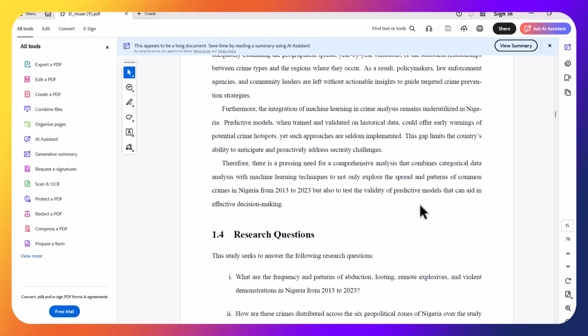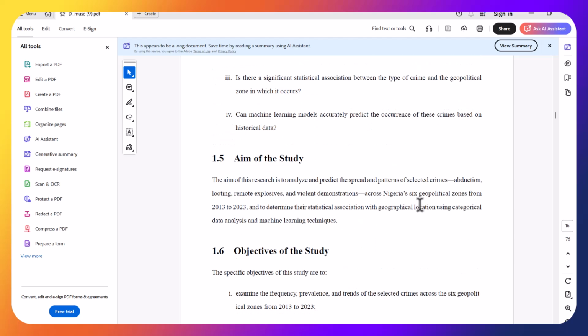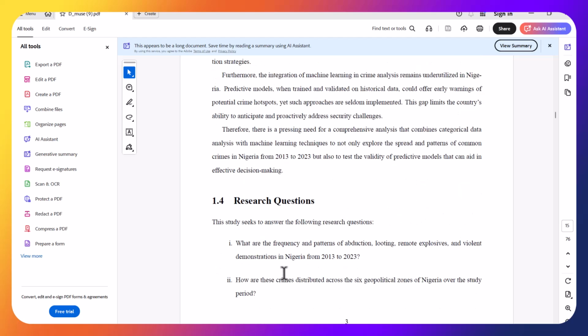And I want to believe the crime rate actually started increasing in Nigeria since 2010. That was when Boko Haram actually started in the country. So then the second objective is how are these crime rates distributed across the six political zones, and basically by mere news and researches we actually notice that the crime rate is much worse in the northern part of Nigeria.